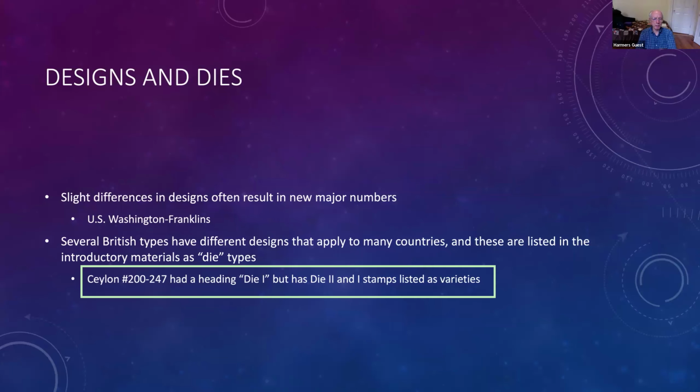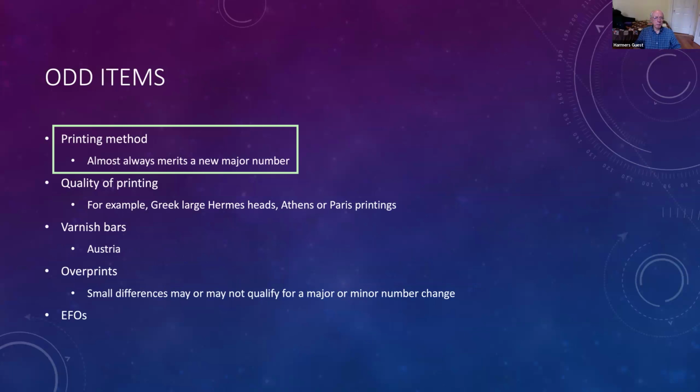For example, Ceylon set number 200 to 247 is listed as being die 1, but the die 2 and the die 1 stamps are labeled as such as varieties. So what's going on there? This is crazy. Printing method almost always merits a new number. You change from engraved to lithographed, you get a new major number.